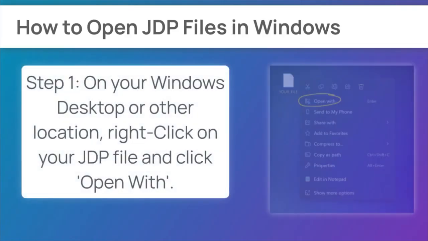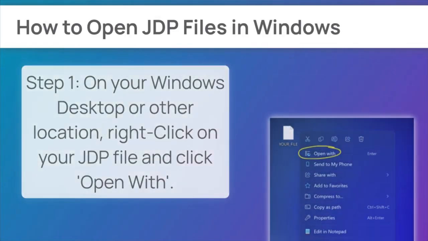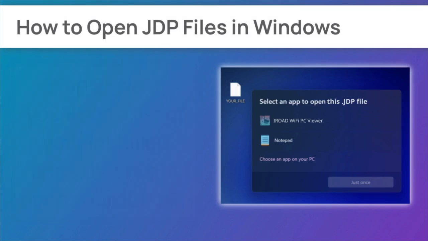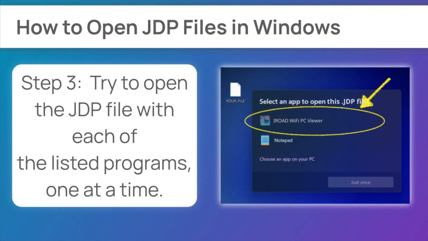Your key starting action: right-click the JDP file and select Open With. If iRoad Wi-Fi PC Viewer is installed, use it. If not, choose another program. Continue testing until the JDP file opens successfully.